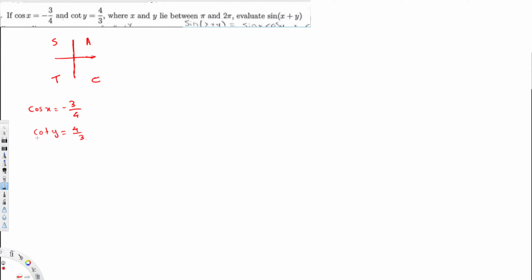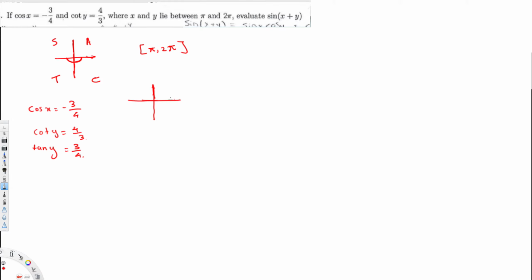I can take tan y, that's much easier, and we know tan y very well. So tan y is going to be the reciprocal of this one, it's going to be 3 over 4. So first of all, we have to draw the graph for this one. Also remember the interval is π to 2π, so we are only taking care of the bottom part. So let's draw this graph.